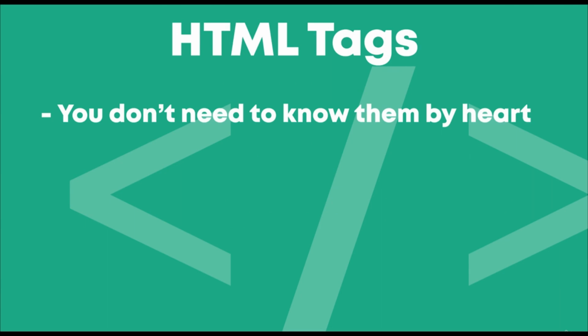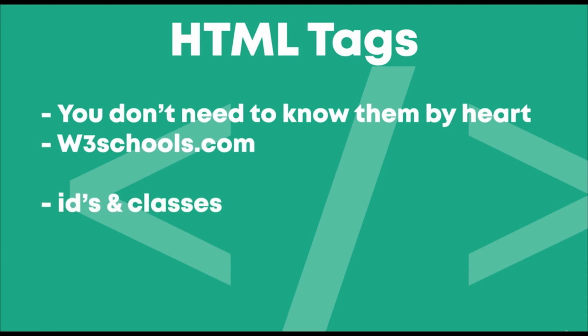You certainly don't need to know any of these by heart, but this is just to give you an idea of what is out there. You can also always look up any tag on the internet. There are many good websites such as W3 Schools, and we will put a link to this in the description of this lesson. Alright, so now we have a good basic understanding of HTML code. There are a couple more things we will say about HTML, such as IDs and classes, but before we mention those, let's first look at CSS code.